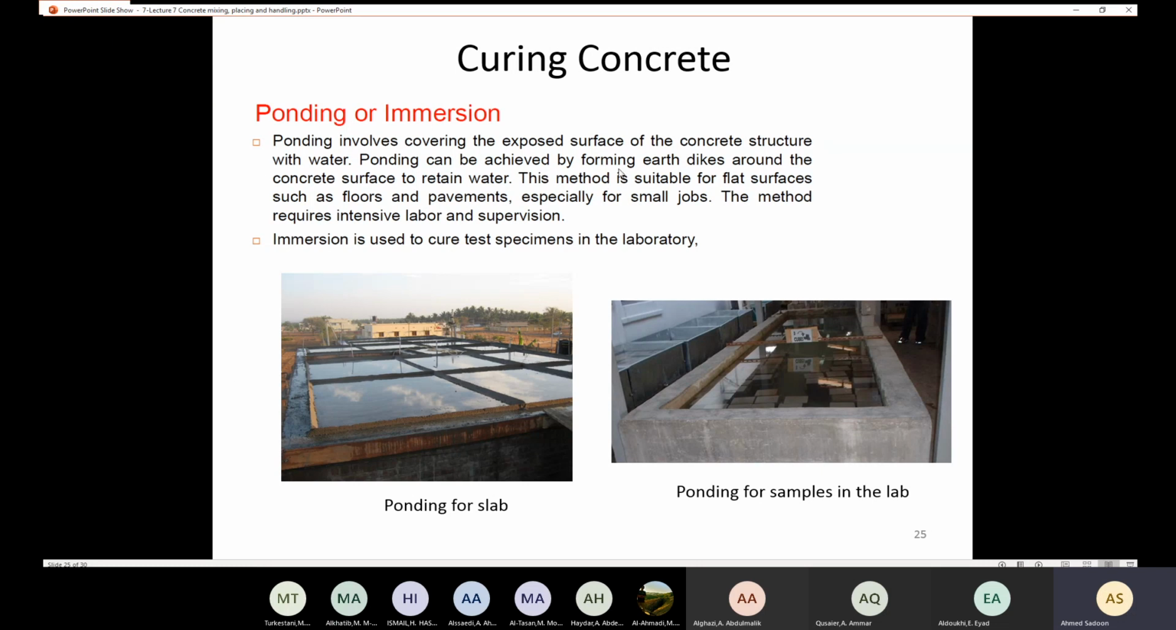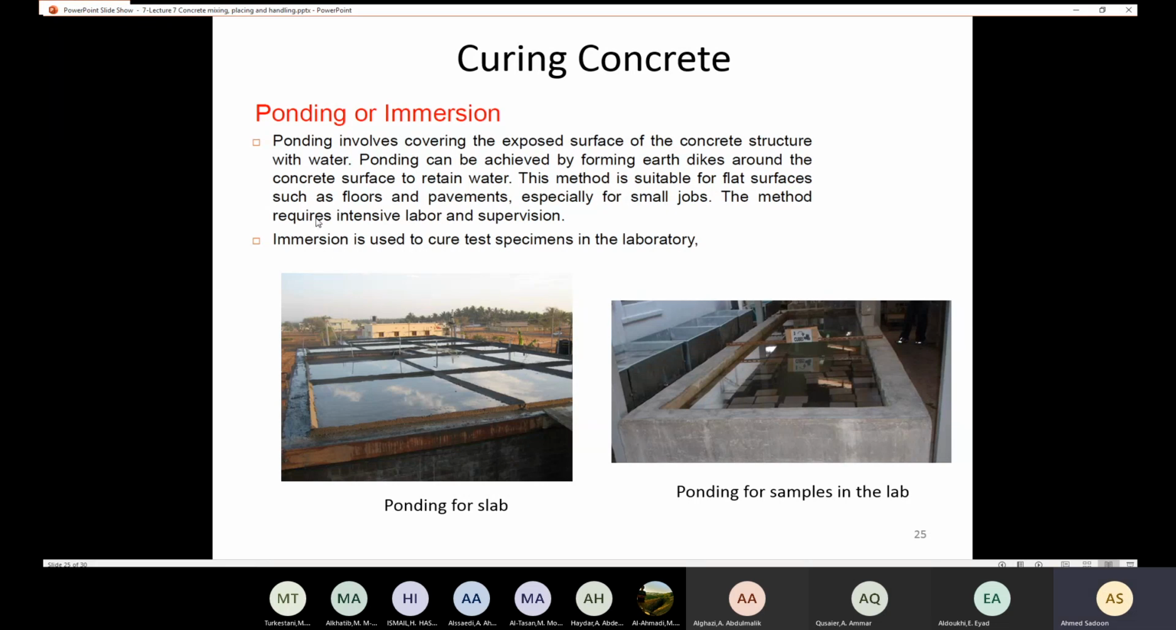Ponding can be achieved by forming earth dikes around the concrete surface to retain the water, so the water is not going to spread out. This method is suitable for flat surfaces such as floors and pavements. For example, I cannot apply this method in order to cure a column. So this method is suitable for flat surfaces, especially for small jobs, and it requires intensive labor and supervision.